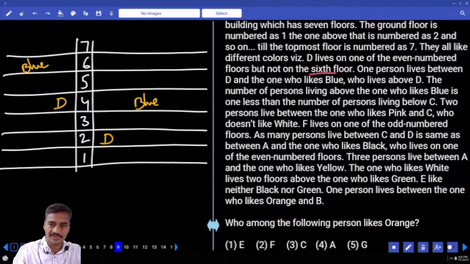Blue lives above D. And the number of persons living above blue is 1 lesser than below C. Above blue there is 1 lesser than below C. C must be here. And the number of persons above the one blue is 1 lesser than. 1 lesser than below C means C must exist.